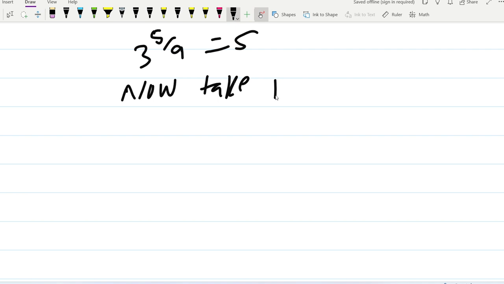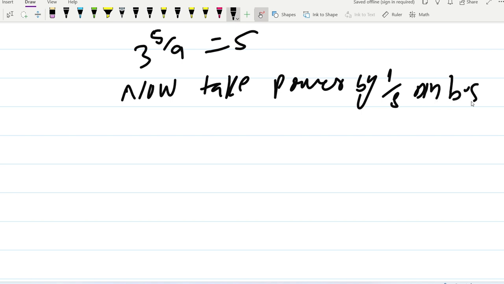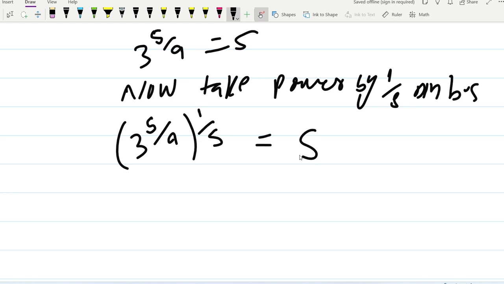Then after that, 3^(s/9) is equal to 9^s. Now take power by 1 over s on both sides. Okay, so here (3^(s/9)) then this is 1 over s. Here s/9 divided by s, so this and this will be cancelled out.